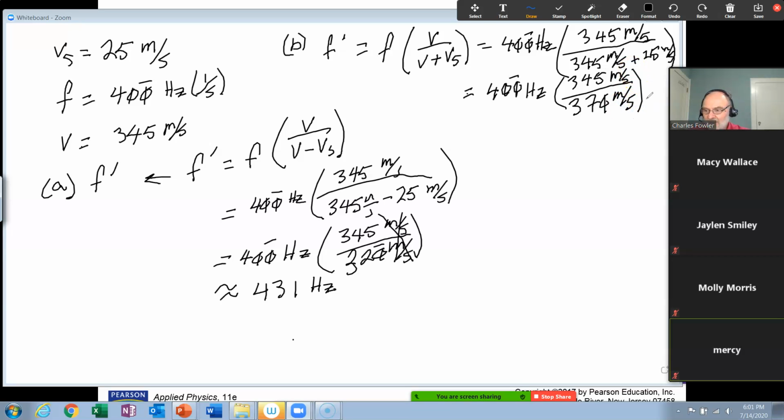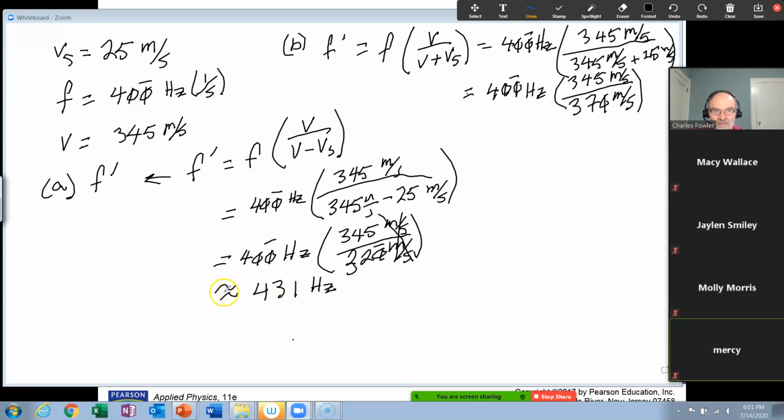So let's pull out our handy dandy calculator and see what we get this time. 400 times 345, but this time divided by 370. And I got about 373 hertz.